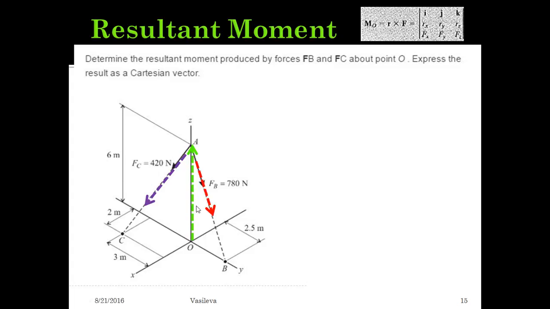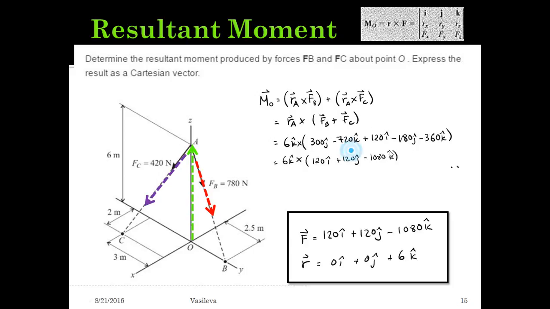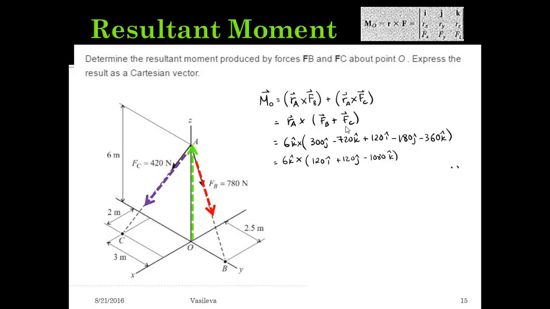And then I have FC and FB, right? So I'm going to individually cross this position vector with FB and this position vector with FC, and that'll give us the two moments caused by the two different forces. But because we have two forces, we can just add them together and do RA cross FB plus FC. So here I'm just adding the two force vectors, and this is just the original position vector from O to A. It's just 6 up, right?